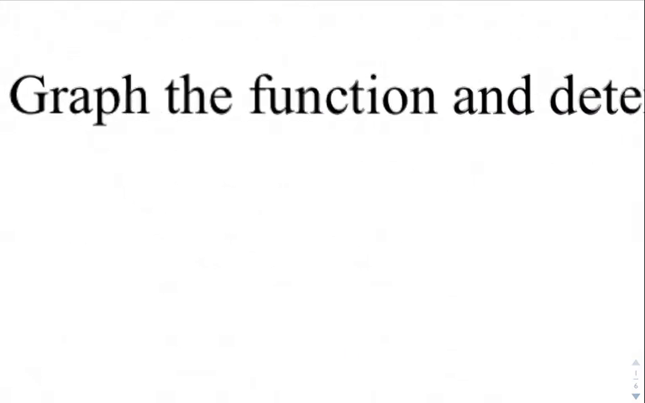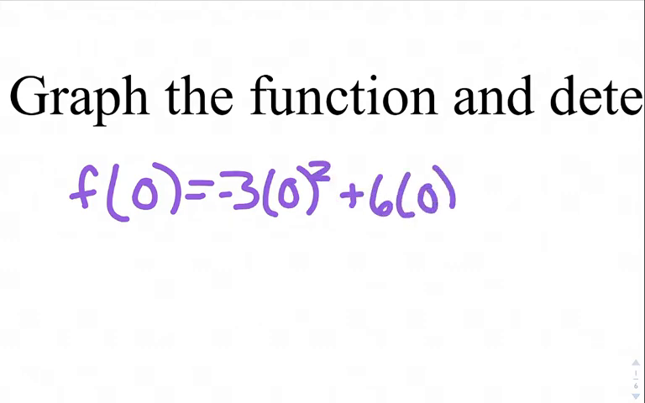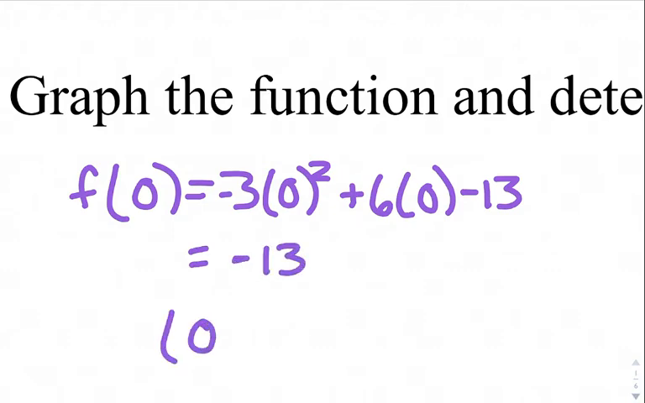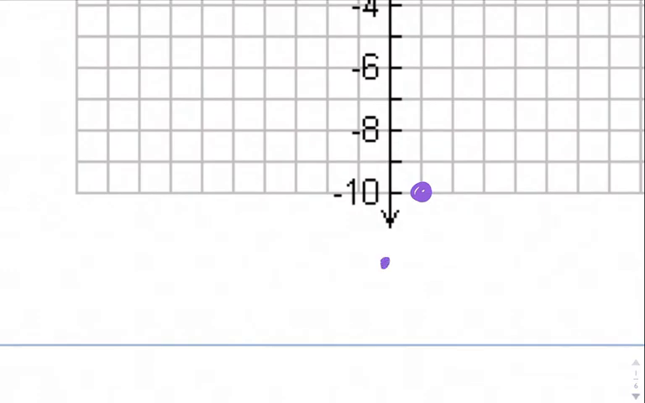Remember, to find y, you're plugging in 0 into your x value. When you do that and simplify, we're going to get negative 13. That means it crosses the y-axis at 0, negative 13. So I came over here and plot. It would be around there, and then my graph would look like this.